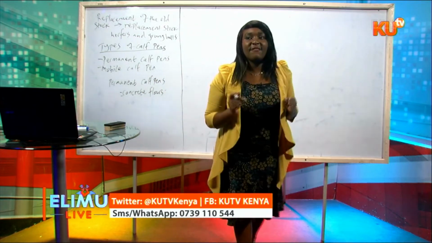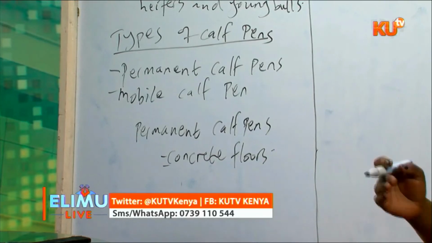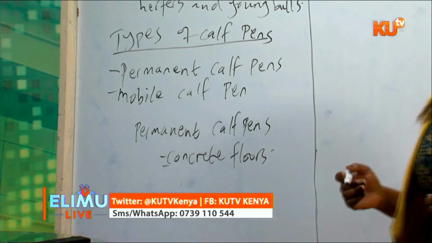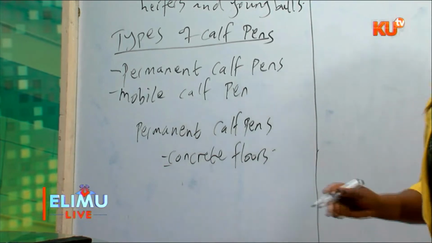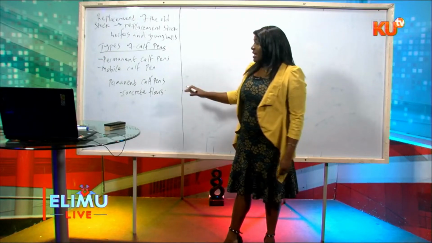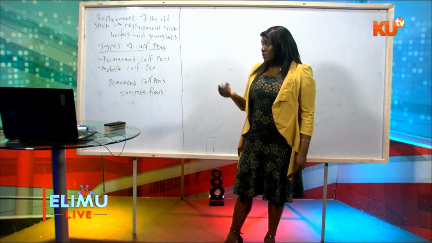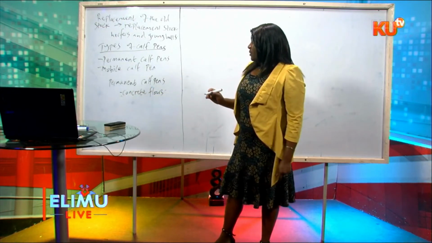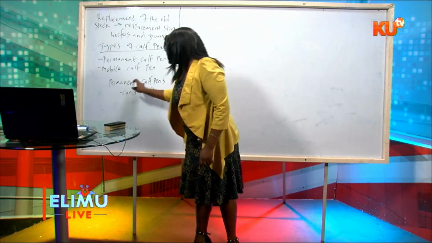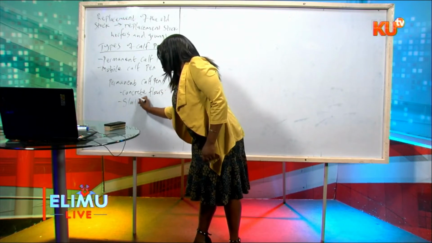A permanent calf pen that has concrete floors. This floor is easy to clean, and you can clean it easily and drain the dung and the urine to ensure that the place is always clean. So we have the concrete floors. We also have another permanent calf pen which has slated floors.